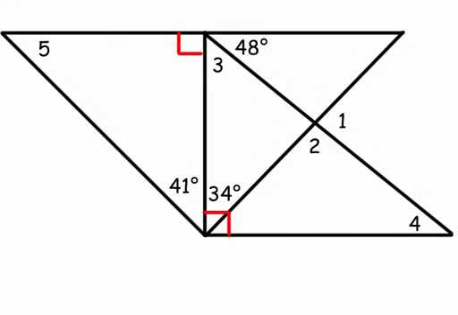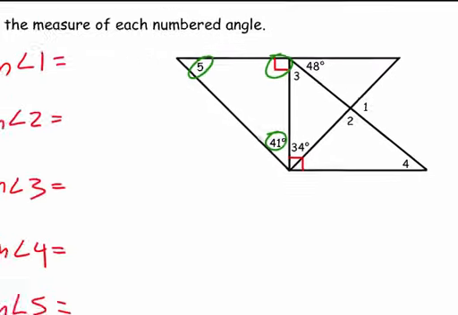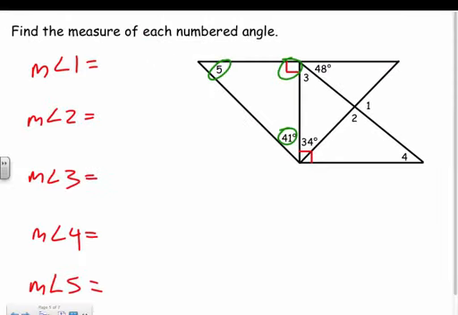Let's see, I've got that 48, 41, 34. I've got a couple of 90s in there. Oh, here we go. I know this is 41. I know this is 90. I should be able to find angle 5. So I could add the 90 and 41 together and subtract that from 180. Well, 90 plus 41 gives me 131, so this guy equals 49 degrees. There we go. We've got one so far.